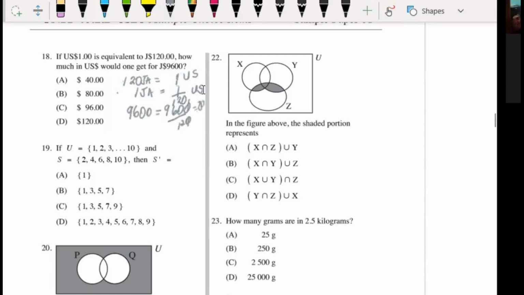Now, if the universal set is the numbers from 1 to 10 and S is 2, 4, 6, 8, 10, then S complement is, the complement of a set is those elements which are not in the set but are in the universe. So those numbers are the even numbers from 1 to 10. Therefore, the complement would be the odd numbers from 1 to 10. And that would give us 1, 3, 5, 7, and 9, which would be C.